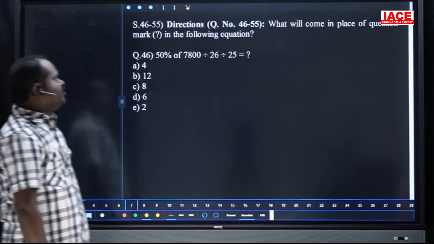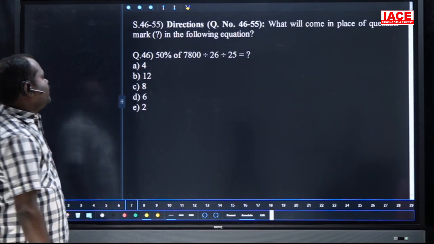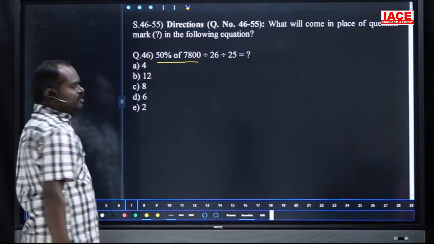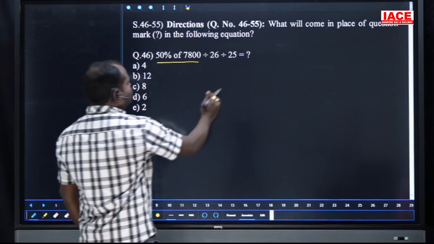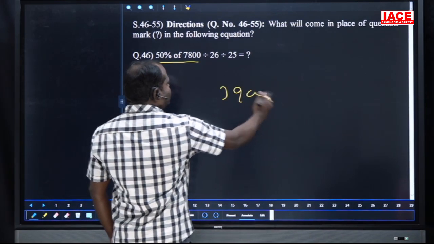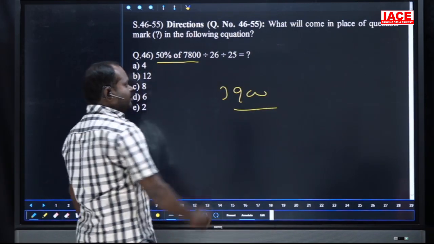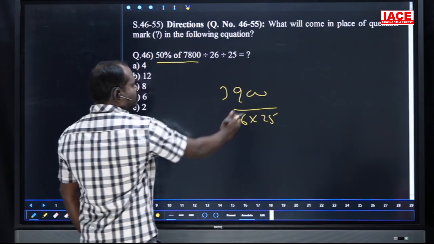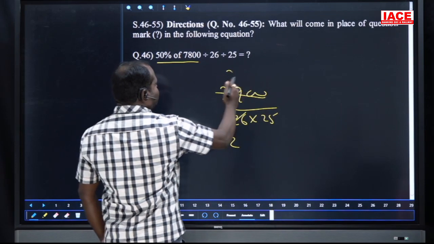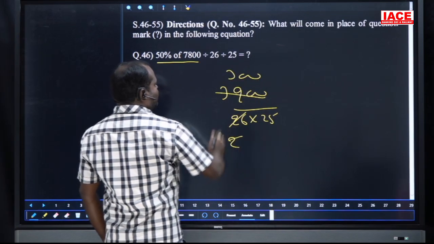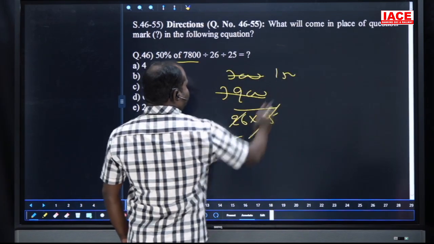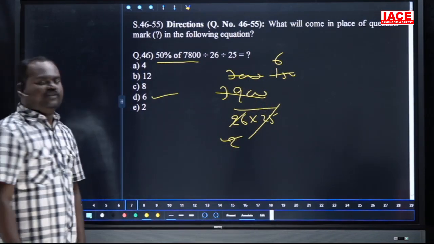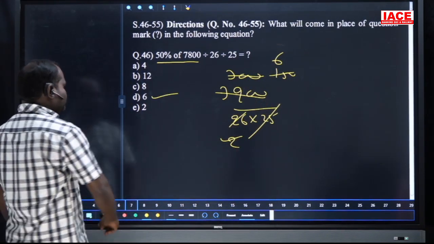Next, questions 46 to 55 are simplifications. As per BODMAS, first preference is 50 percent, which is half of that, 3900. Since two continuous multiplications are there, it becomes into 26 into 25. 20 13s are 260, 13 times 2 is 26, 150 times 25. The answer is 6 times, option D, 6.